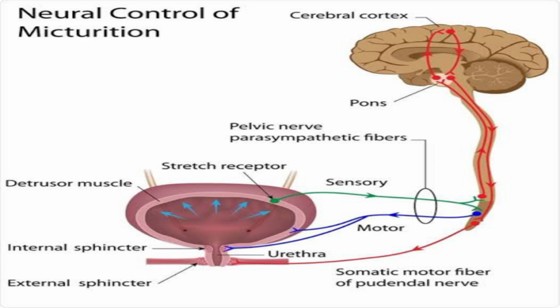This picture is showing the neural control of micturition. As you can see, there is the cerebral cortex and the pontine micturition center. Then there are somatic nerve fibers of the pudendal nerve supplying the urethra. Then you can see the sensory supply to the stretch receptors of the bladder. Then you can see the pelvic parasympathetic fibers here.